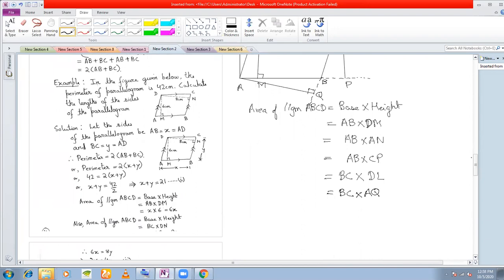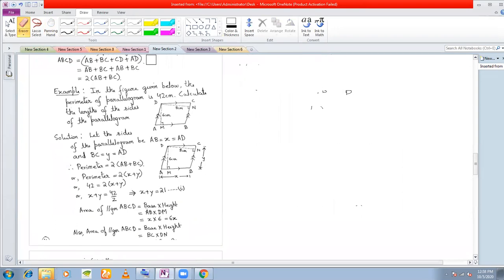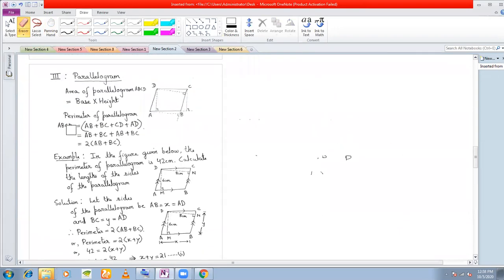In the figure given below, in this example, the perimeter of the parallelogram is given to be 42. Perimeter again is what? The sum of the length of the sides. For any quadrilateral, perimeter is the sum of the length of the sides. Perimeter is 42. Calculate the length of the sides of the parallelogram. So perimeter is given. Two heights are given if you see in the figure.